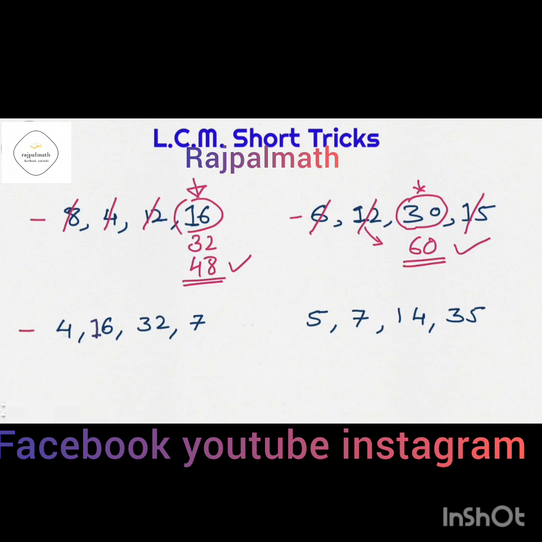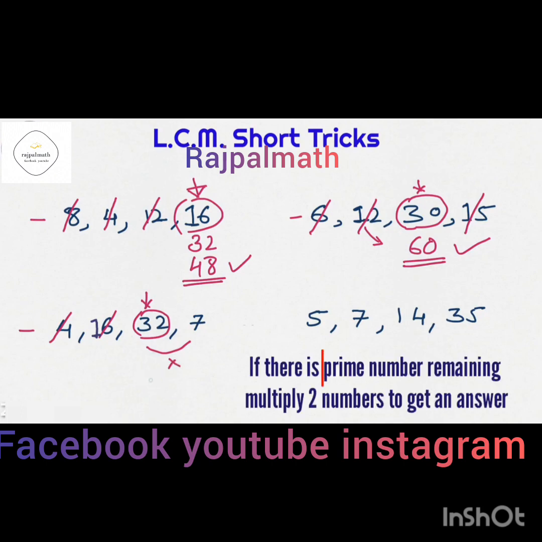Find out the largest number from the given numbers. That is 32. 32 is completely divisible by 4 and 16. So let's cancel it out. Now you can see we have two numbers remaining, and out of these two numbers, one number is prime. So in such a situation, we'll simply multiply these two numbers to get the answer, which is 224. The reason is, we know the property of prime numbers.